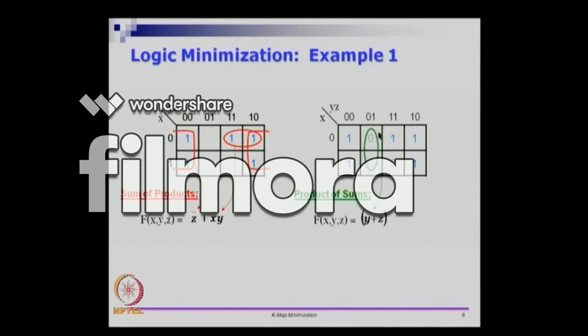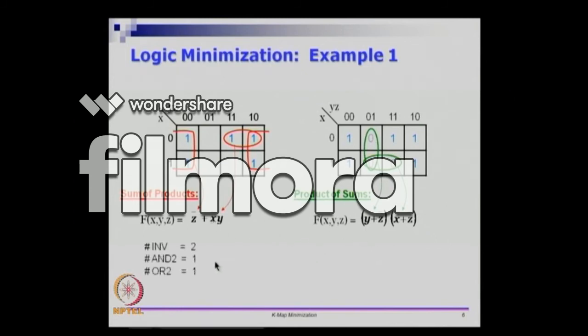So if I group these two zeros together, that will correspond to the term Y plus Z bar, and if I combine these two together, it corresponds to the term X bar plus Z bar, because Z is 1 here. So this row corresponds to X bar, these two columns correspond to Z bar, so it is X bar plus Z bar. You can actually go and take this expression and simplify it, you will end up with the expression on the left side. So you have product of sums and sums of products, right.